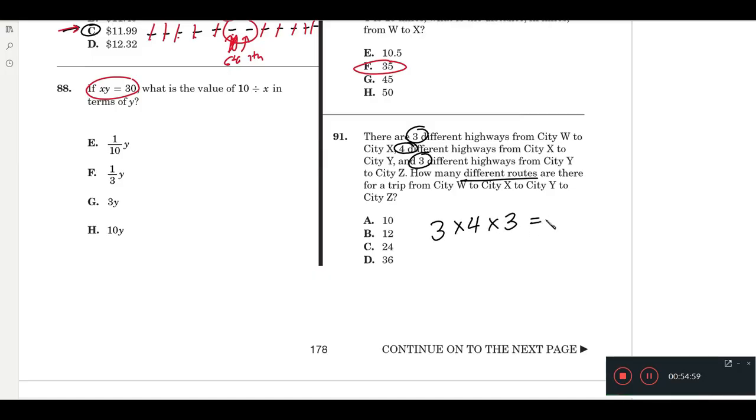What do we get when we multiply, Zainab? Zainab? 36. Zainab, you're paying attention, right? What do I get, Zainab? You got 36. Yeah, 36.